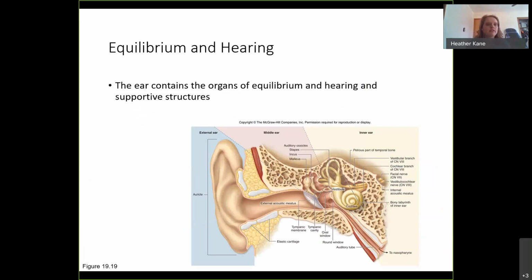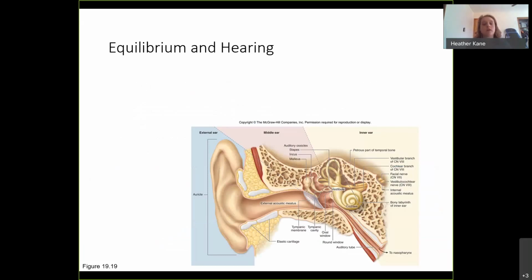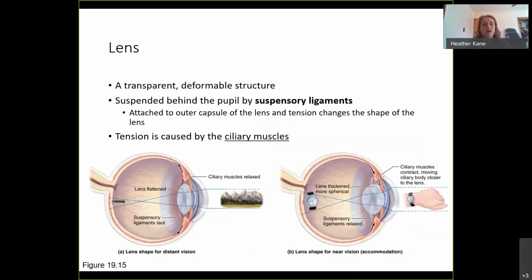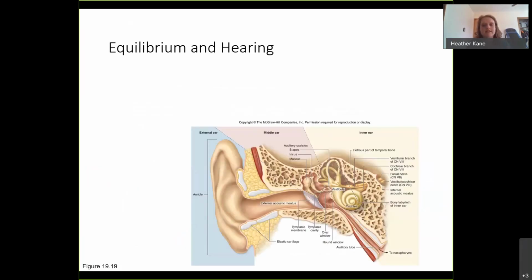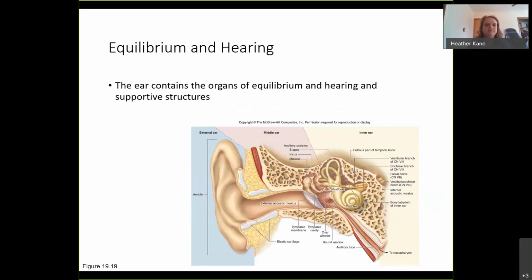Okay, so that is the eye. We have talked about the eye now, and now we are moving on to the ear. The ear is a really cool organ because it not only has to do with hearing, but it also has a lot to do with equilibrium. Equilibrium kind of means balance. So the ear is going to contain organs associated with both of those.